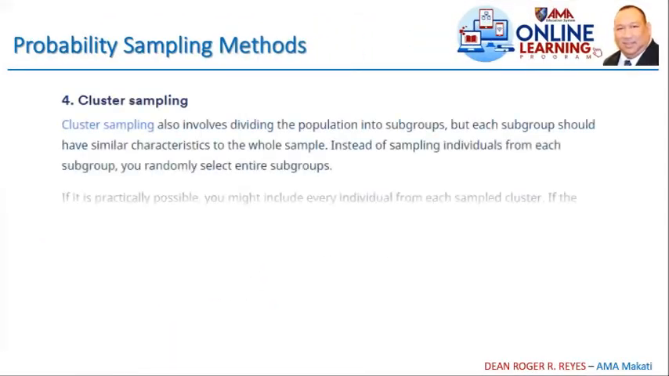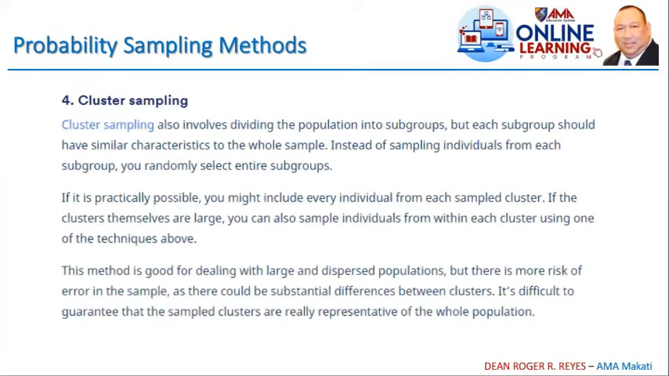Last sa probability sampling techniques ay ang cluster sampling. Cluster. Pag sinabi natin cluster, it involves dividing the population into subgroups. Pero hindi strata. But each group should have similar characteristics to the whole sample. Instead of sampling individuals from each subgroups, you randomly select the entire subgroup. Okay? So, kanina sa stratified, nakuha natin yung strata and then we randomly select. Kapag cluster, i-divide natin into subgroups and then we select each subgroup as the sample.